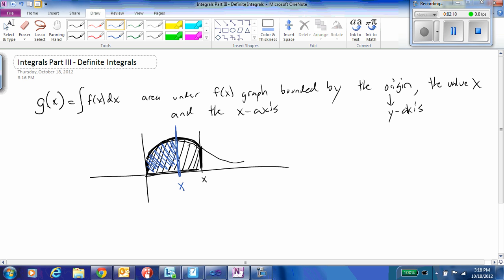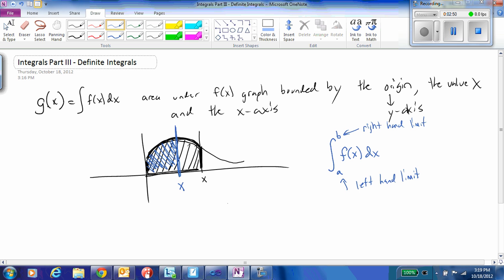So there's a new type of notation that we can worry about, and it's called a definite integral. If I write the integral of f of x dx from a to b, that's how you say it. This would mean the integral of f of x dx from a to b. A is the left-hand limit, and b is the right-hand limit, or the lower limit and the upper limit, or the starting value and the ending value.